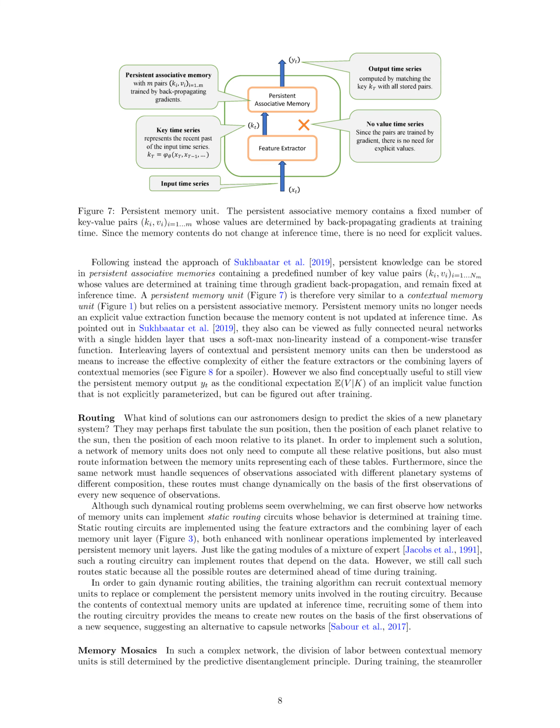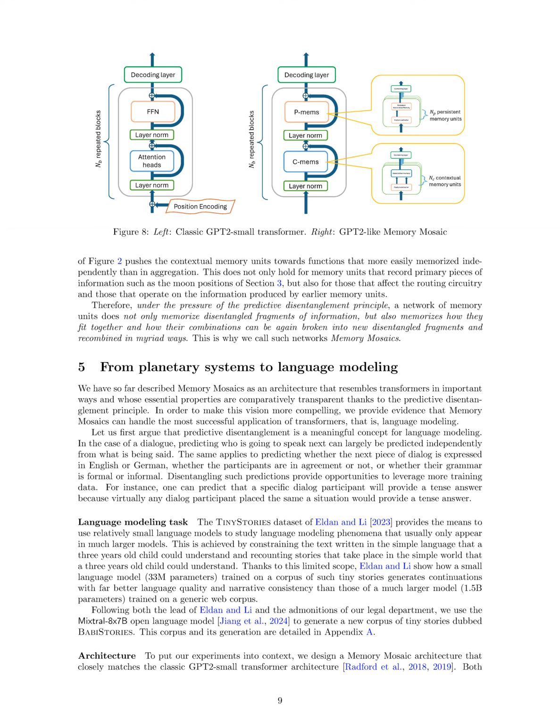What results were achieved with the memory mosaics on the language modeling task? The results achieved with memory mosaics on the language modeling task showed that they were able to handle language modeling tasks comparably to decoding transformers. The memory mosaics architecture closely matched the classic GPT-2 small transformer architecture in terms of performance. The training and validation curves of both transformers and memory mosaics of different depths, trained on the BABISTORIES dataset, indicated that the memory mosaic slightly outperformed the transformer for small depth networks, but this advantage disappeared as the depth increased.